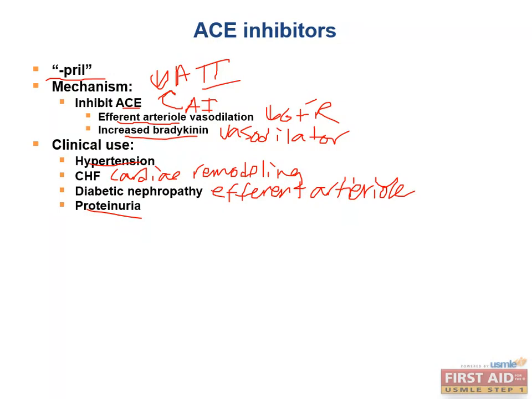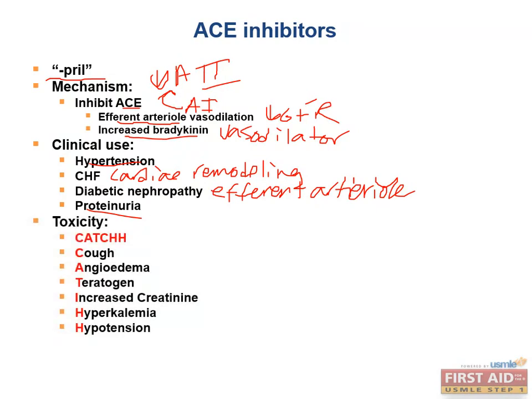Now, side effects of the ACE inhibitors are often the things that prevent them from being used, and they can be remembered with the mnemonic CATCH. The most common is cough, and it's caused by the increased bradykinin levels. The other side effects are angioedema, which is especially problematic in patients with C1 esterase inhibitor deficiency.